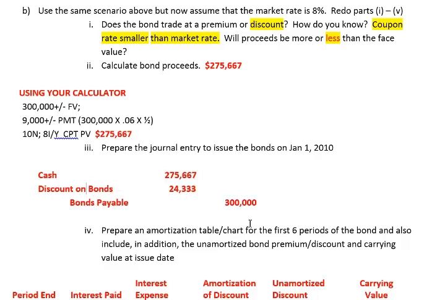Our discount on the bond, which discounts our normal debit balance when they increase, and again our discount's increasing because we're creating it now at the issue date, which is going to be the difference between the bond's face value and the amount of the present value, which is $24,333, and we'll credit the bond payable for its face value, which is $300,000.